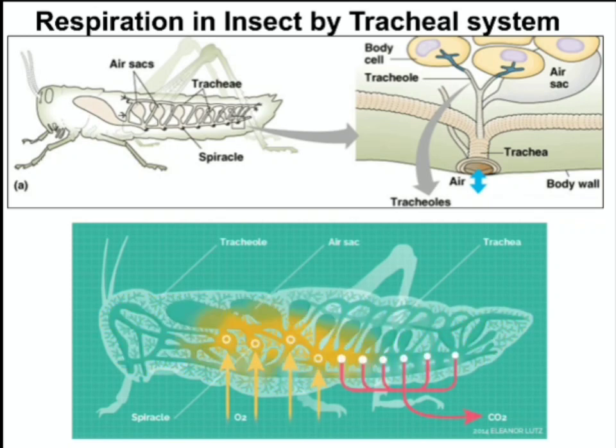So this spiracular opening plus the tracheal system. So the insect respires with the help of trachea. That is the main thing about this particular topic.